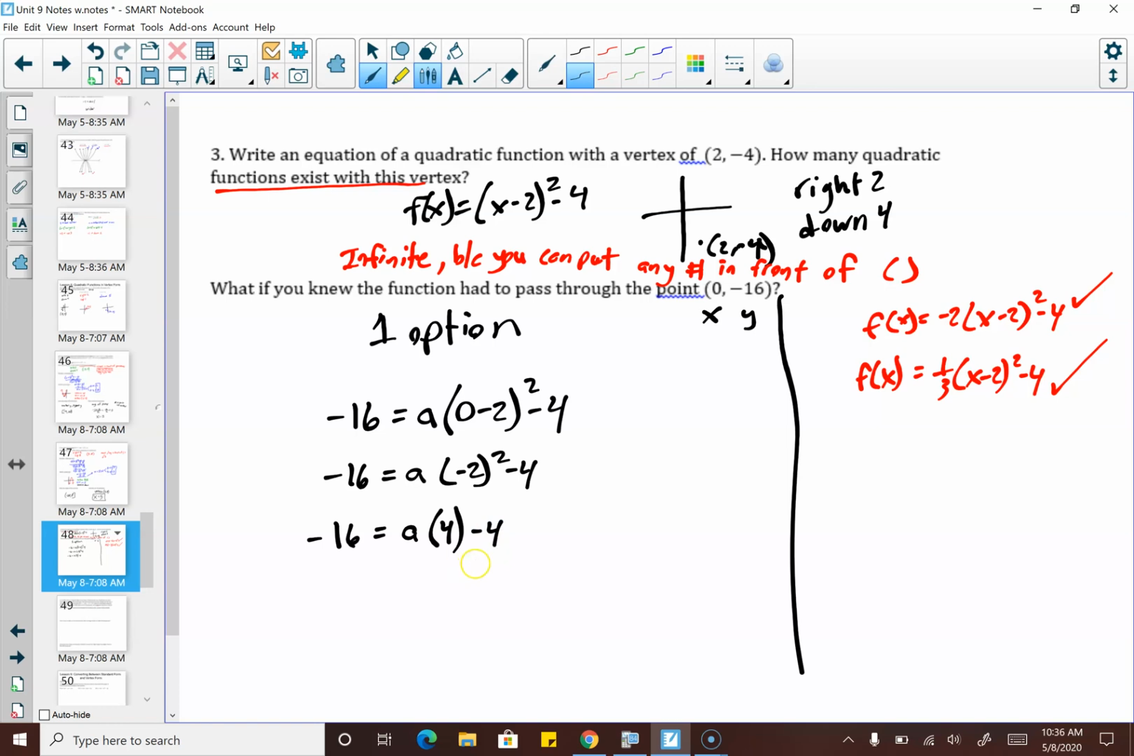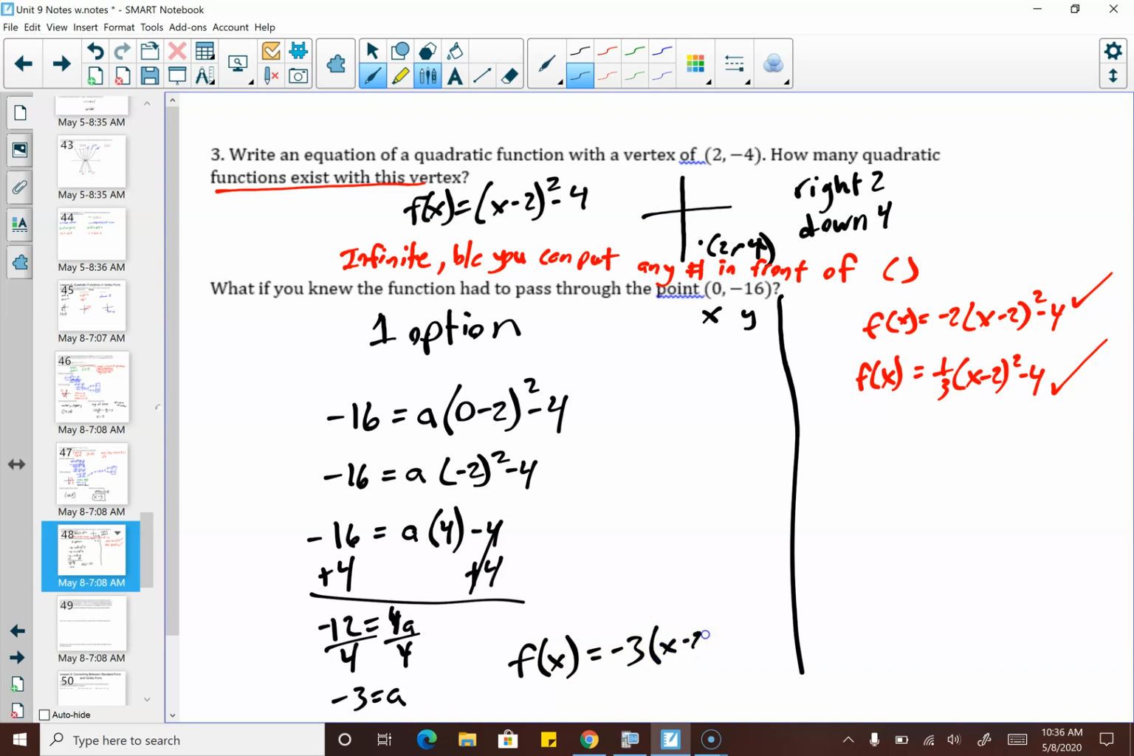The next best thing to do would be to add that 4 at the very end to both sides. So negative 16 plus 4 is negative 12, and I'm going to rewrite a times 4 to be 4a. We'll divide both sides by 4, and we get negative 3 for a. So then our only option that goes through that point would be f of x equals negative 3 times (x minus 2) squared minus 4. Okay, so again, if we know a specific point that it goes through, then we can plug in our x and y to solve for exactly what number goes in front.